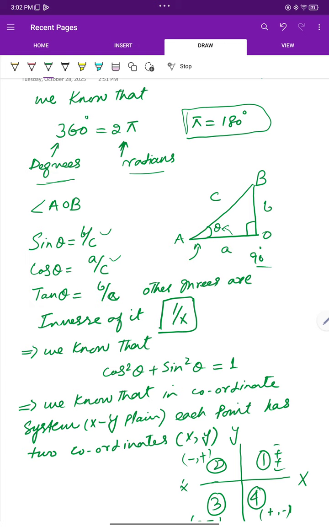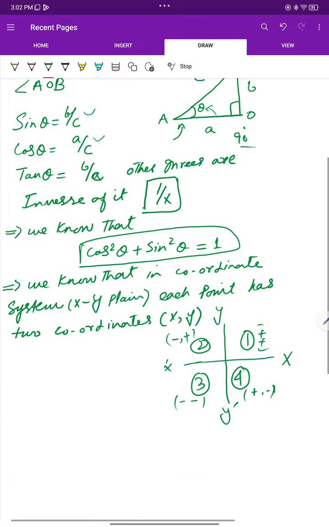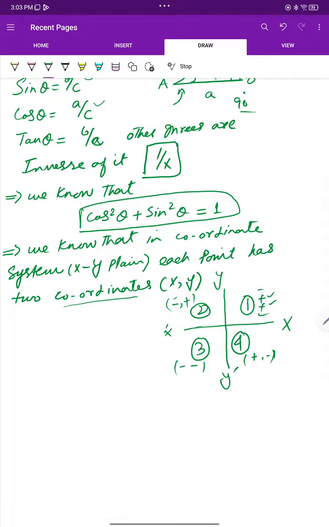trigonometric identities. So we also know that cos square theta plus sin square theta is equal to 1. This is also important, and we also know that in a coordinate system, in the xy plane, each point has two coordinates x and y, and we have four quadrants in the xy plane: one, two, three, four. The first one we have positive, positive. The second one y is positive, x is negative, and the third one both x and y are negative, and the fourth x is positive, y is negative. It's just the sign; the distance remains the same.